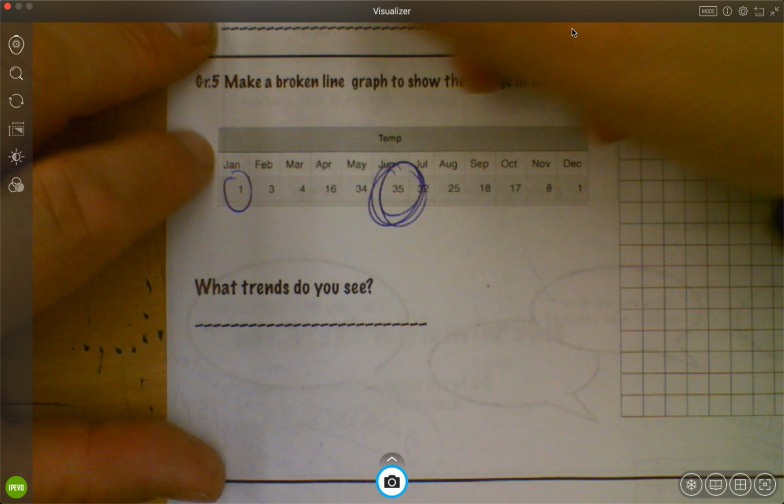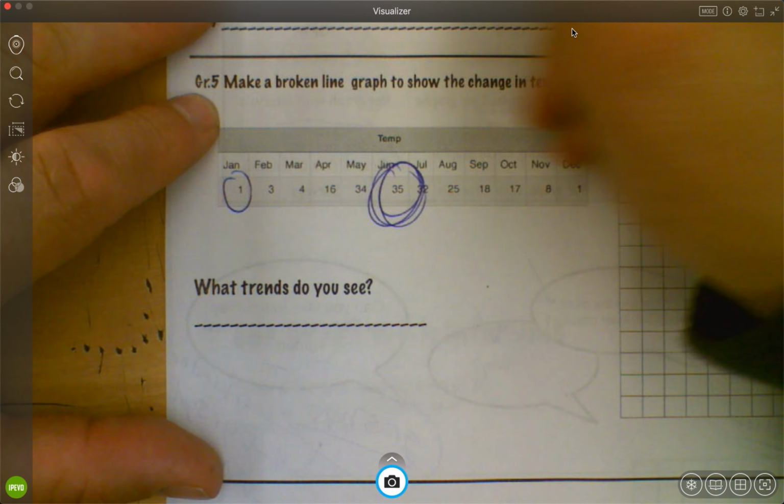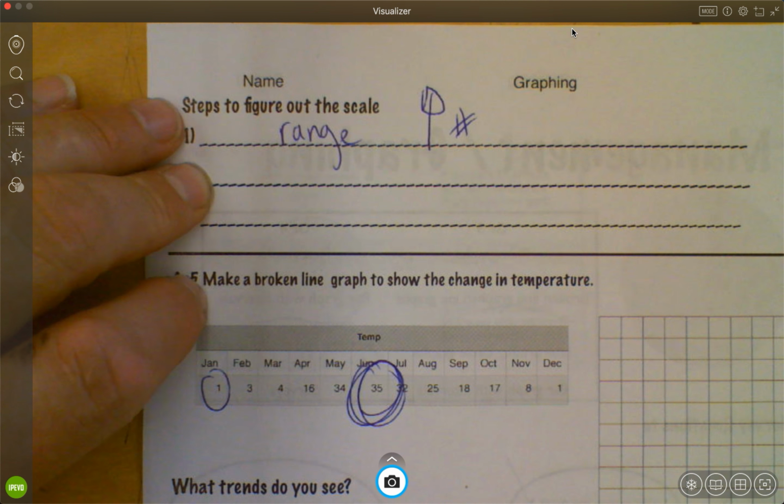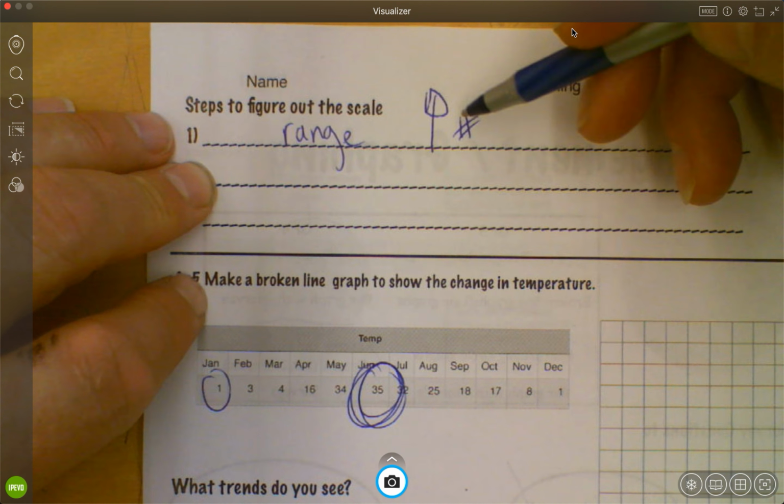So typically what we do is we find the range, and we look at what's the biggest number. The biggest number is what we really want. And then we do some rounding to find a round number that is bigger than 35. So in this case, I could do 40 or I could do 50. Either one of those would work. If I did 40, then I'd put 40 at the top of the graph and I'd be counting by 4s all the way up. If I did 50, I'd put 50 at the top of the graph and I'd be counting by 5s.